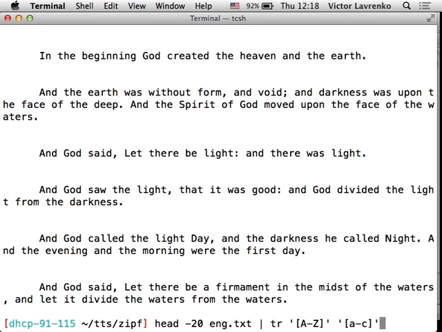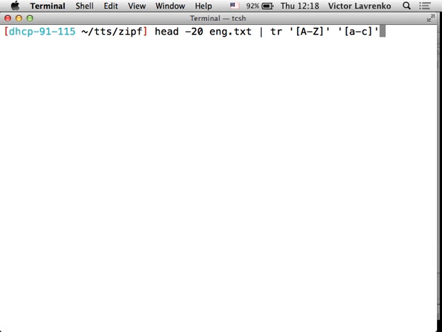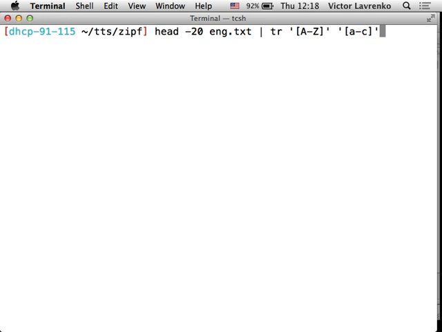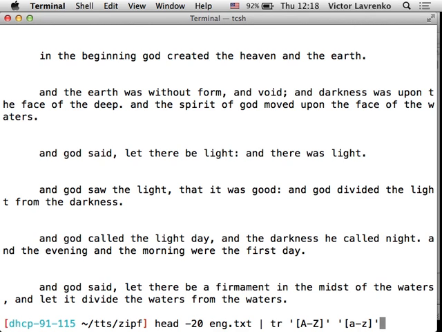tr is a little Unix utility that allows you to replace any character with any other character, or a range of characters with other characters. Right. So I do that, and yay, I've, oh yes, that's right. Thank you. Okay, so that lowercased them all.